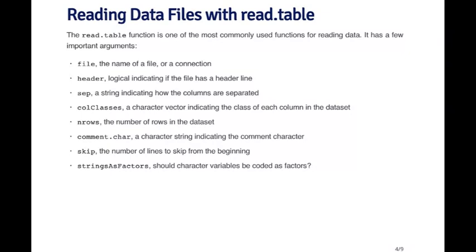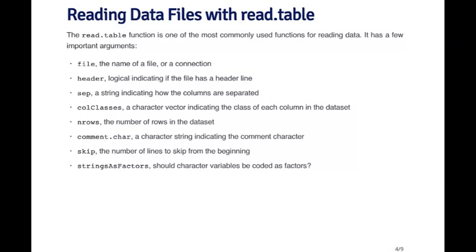colClasses is a character vector whose length is the same as the number of columns in the dataset, and the character vector indicates the class of each column in the dataset. So, for example, the first column is numeric, the second column is logical, the third column is a factor, etc. The colClasses argument is not required, but it tells read.table what the class of the data is for each column. nrows is the number of rows in the dataset. This is not required, but it can be used.